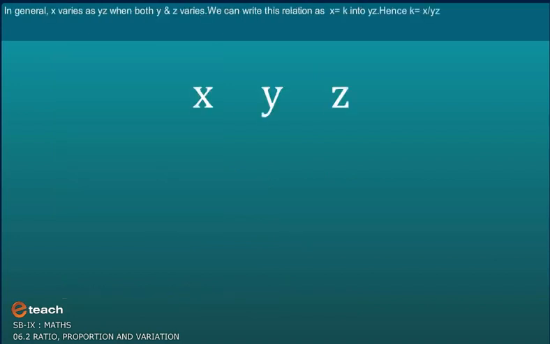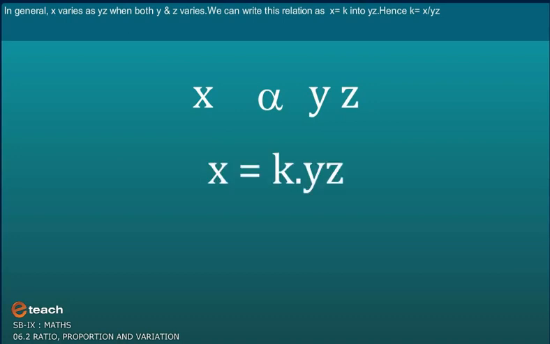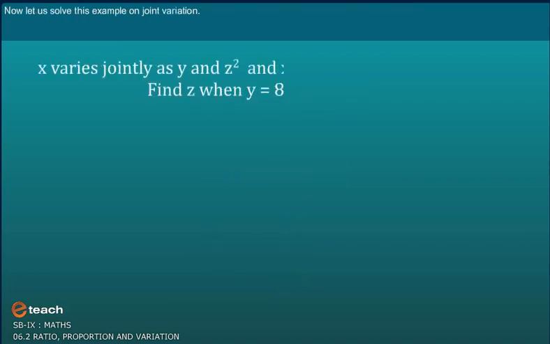In general, x varies as yz when both y and z vary. We can write this relation as x is equal to k into yz. Hence, k is equal to x by yz. Now, let us solve this example on joint variation.